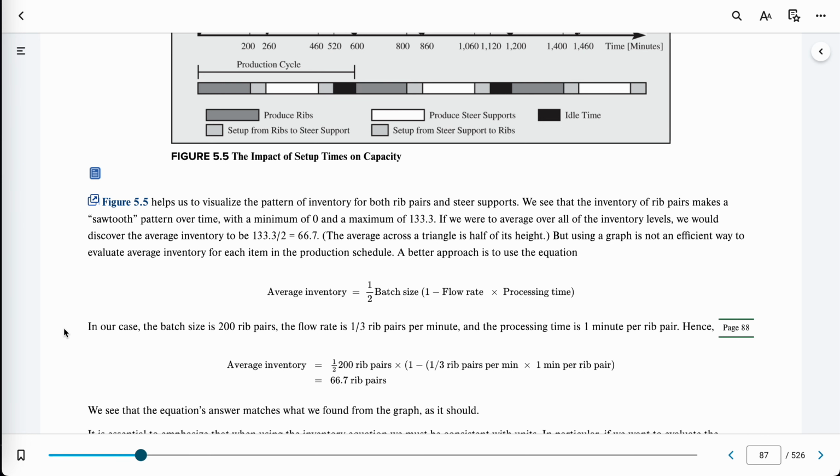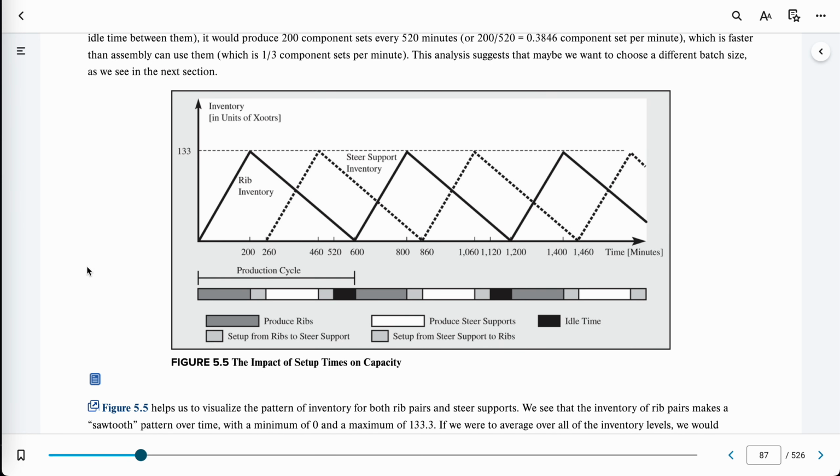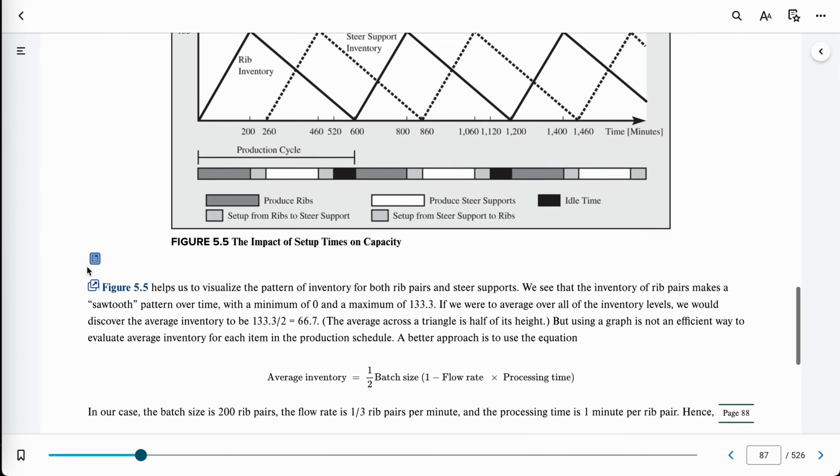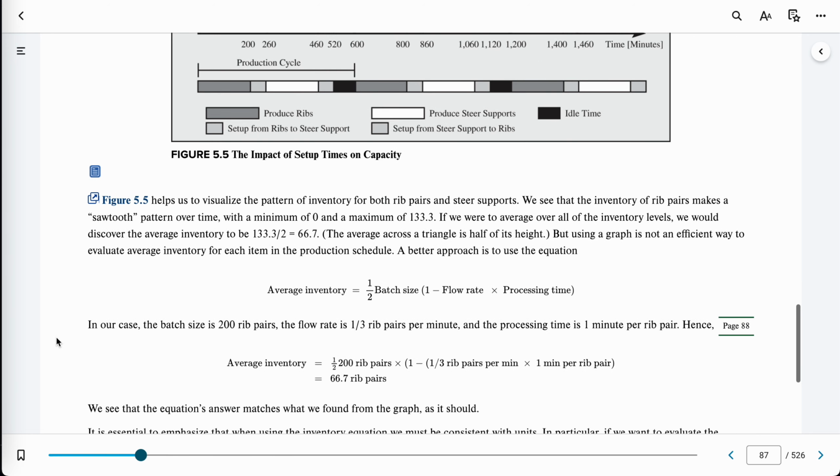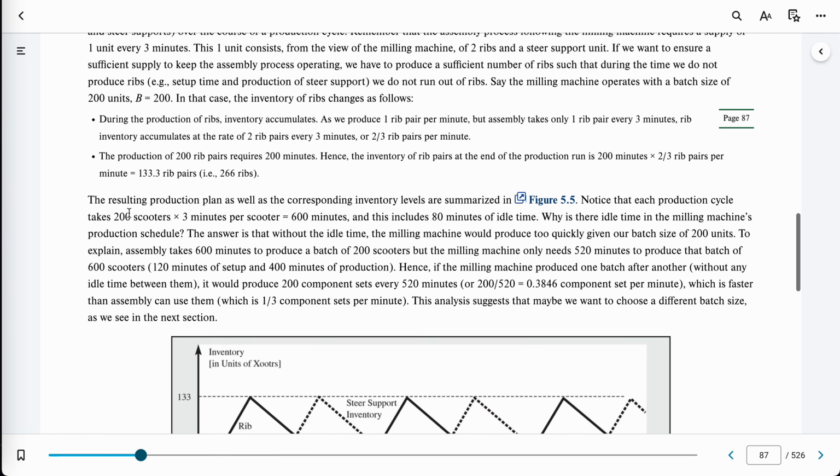The question is, how do we produce? What is the best way to do this production? Remember that we have to produce ribs, and we also have to produce steers. So how do we do this switchover process, and how do we do this manufacturing? The best is to have this sort of sawtooth inventory process. This is something that a lot of manufacturing facilities use at a constant rate. With that, you can always calculate the average inventory, which is half the batch size times 1 minus flow rate times processing time, right? And you can measure how much inventory you hold.